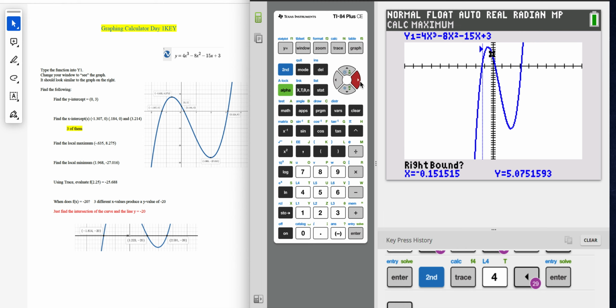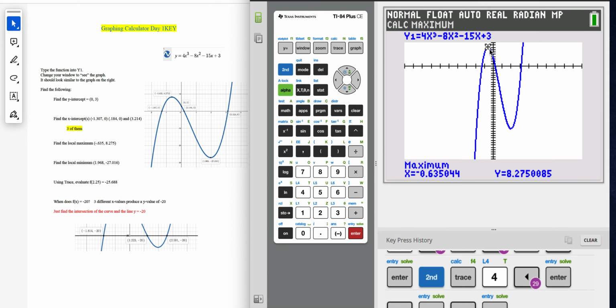Now right bound, enter, and then it just guesses, you just get somewhere close. And it's gonna find the highest point between those two bounds, and it found you the maximum. The maximum occurs at this x value, and that's the actual maximum y value. Meaning that y value, 8.275, is bigger than all the y values around it. It's the max. Okay, now let's find minimum.